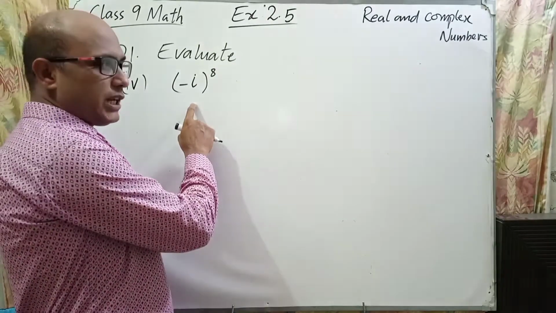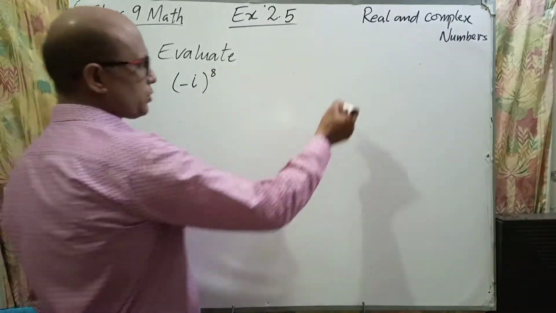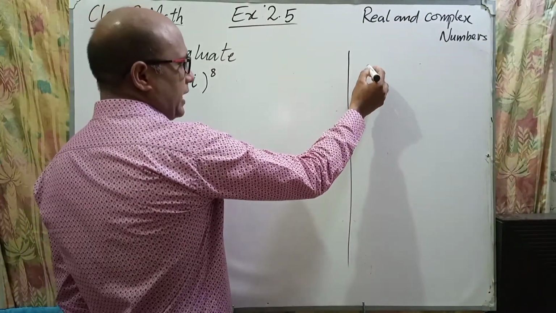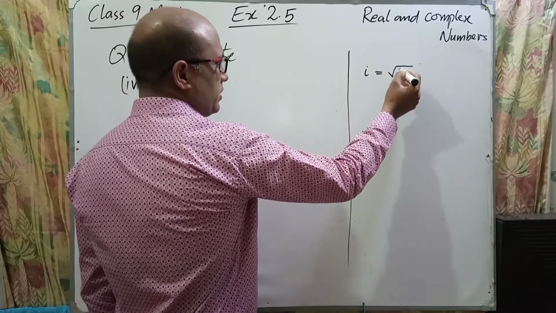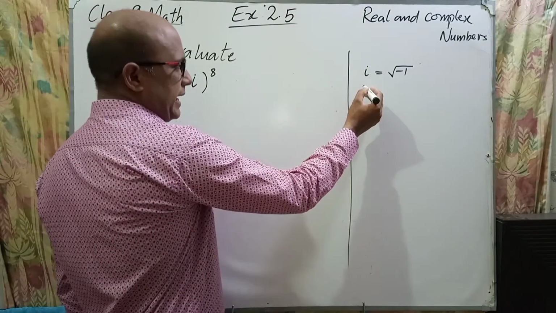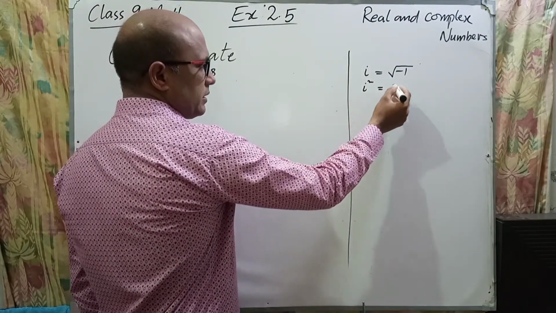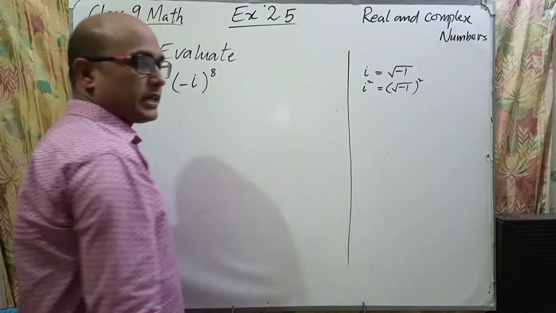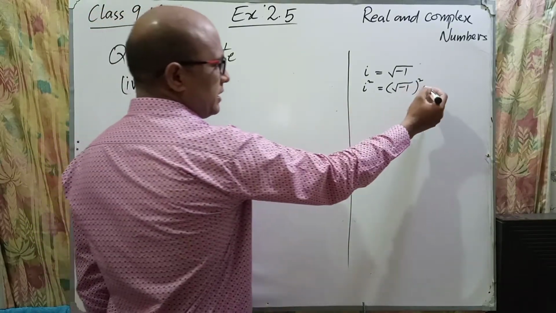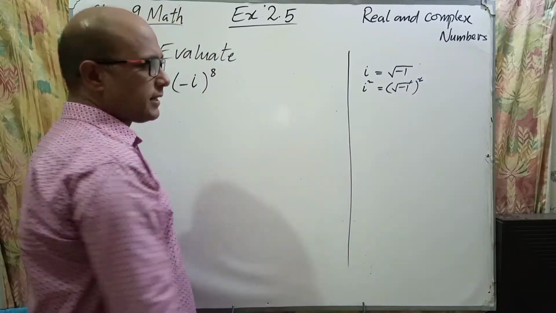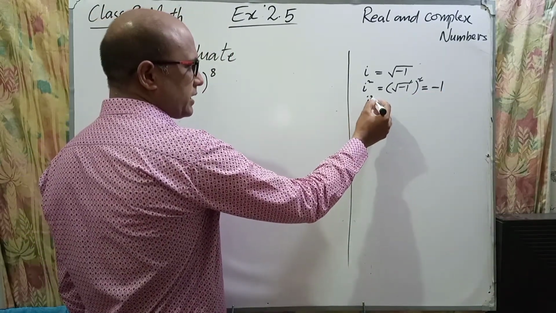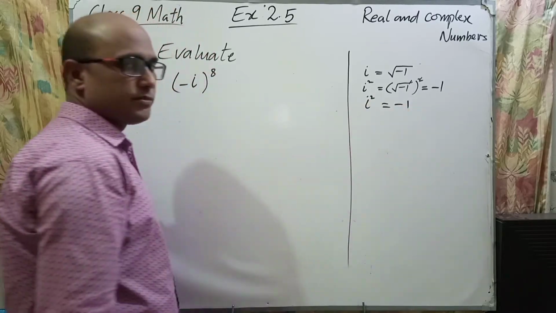Before we evaluate this question, students, you must know that iota is equal to under root minus 1, and if we take its square, let's see what it will become. Taking square of under root minus 1, this square will be cancelled and we'll get minus 1. So iota square's value is minus 1.